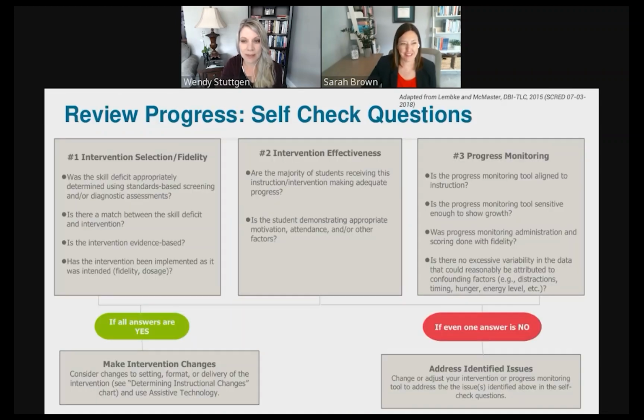So we use a data-based decision-making flow chart that includes self-check questions for teams to use when reviewing the effectiveness of an intervention.